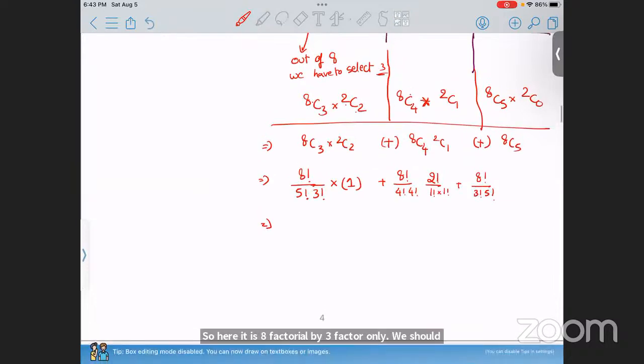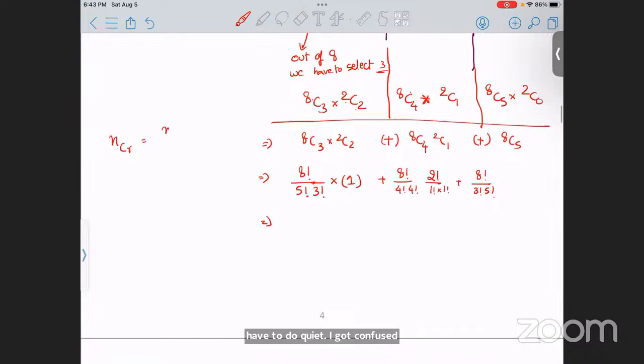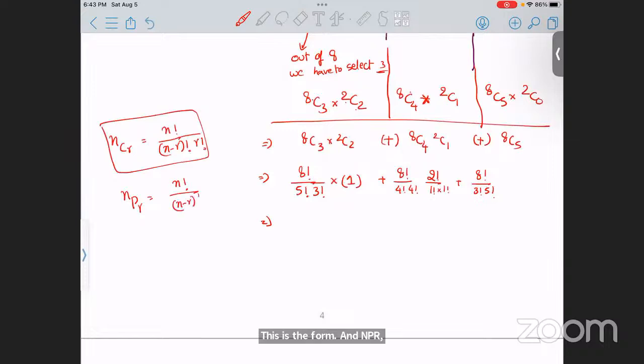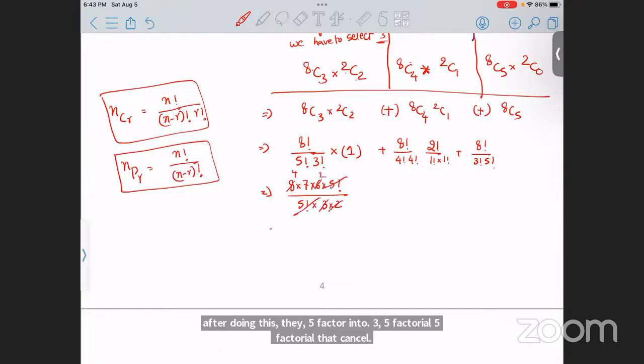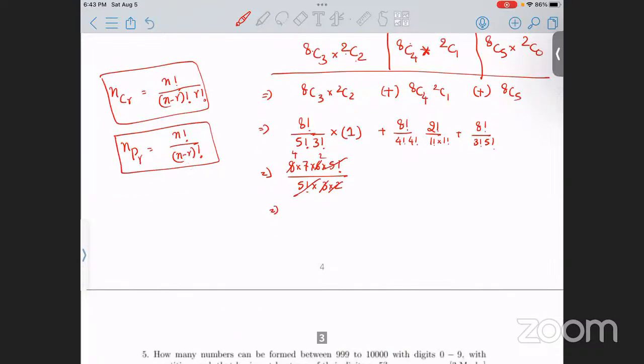I got confused. Look, NCR is equal to n factorial by (n minus r) factorial into r factorial. This is the formula. And NPR means n factorial by (n minus r) factorial. So after doing this, 8 into 7 into 6 into 5 factorial divided by 5 factorial into 3 into 2. 5 factorial gets cancelled, 3 2s are 6, 2 4s. What is the value of 8 into 7? 56.